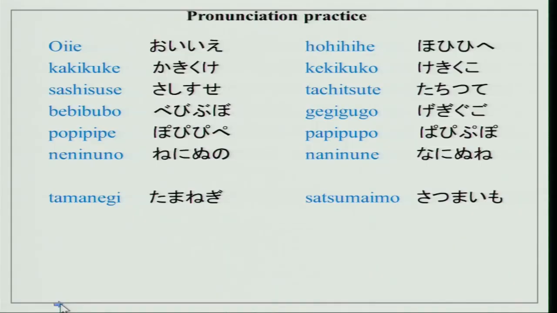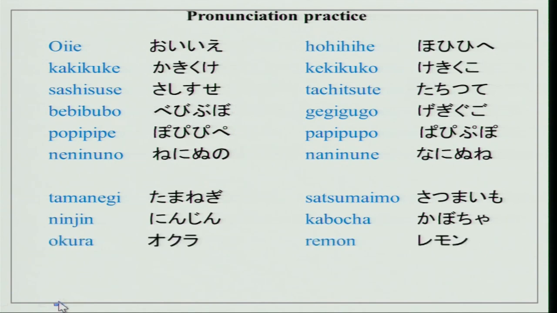Once again, tamanegi. Satsuma imo. Ninjin. Kabocha. Okura. Lemon. Jagaimo. Tomato. So I hope you got the pronunciation right.